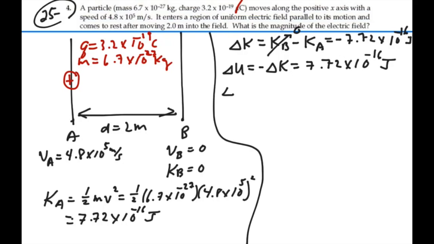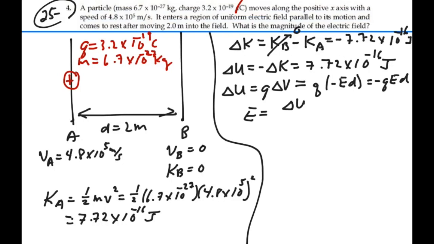That in turn is equal to the charge times the change in potential, where the change in potential for a uniform or constant electric field is going to equal the negative E field times the distance for a constant field. So this is going to be equal to a negative charge times field times distance. So the E field will be equal to the change in potential energy divided by a negative charge times distance.